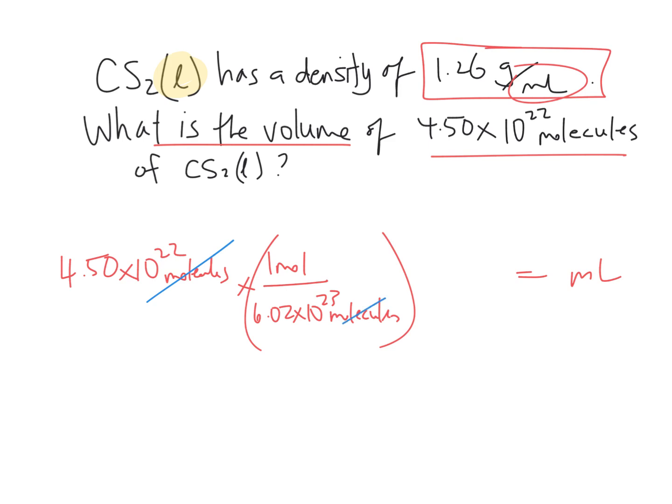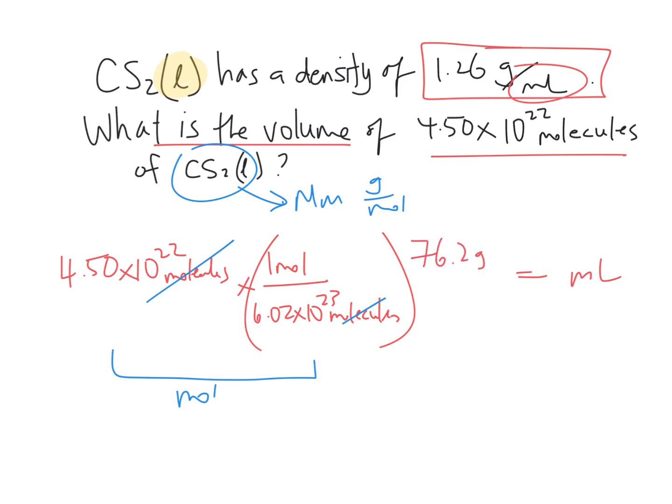Now that we're in moles, we also know the nature of the compound. We have molar mass at our disposal, which is grams per mole. So we can get rid of the mole on top by using the molar mass of this thing. Let's try that. If you look up on the periodic table, 1 carbon and 2 sulfurs, you'll get that it's 76.2 grams per mole. We can throw that factor in, and if we do that correctly, we're going to get rid of moles as well, and we've now got grams on top.